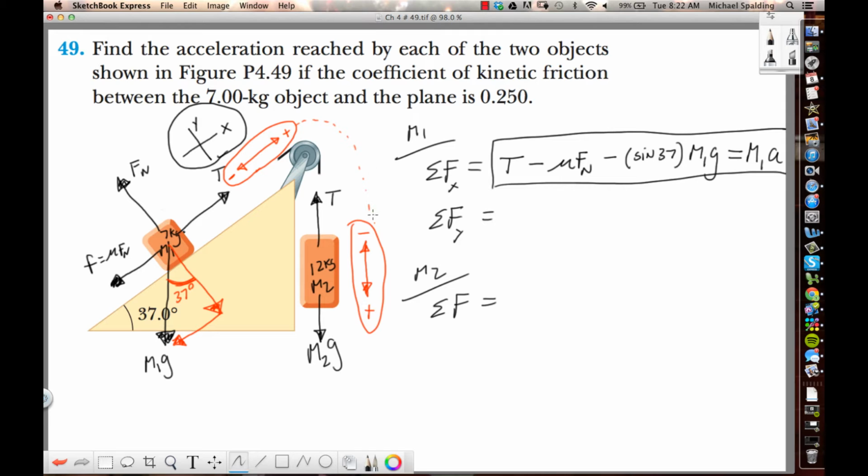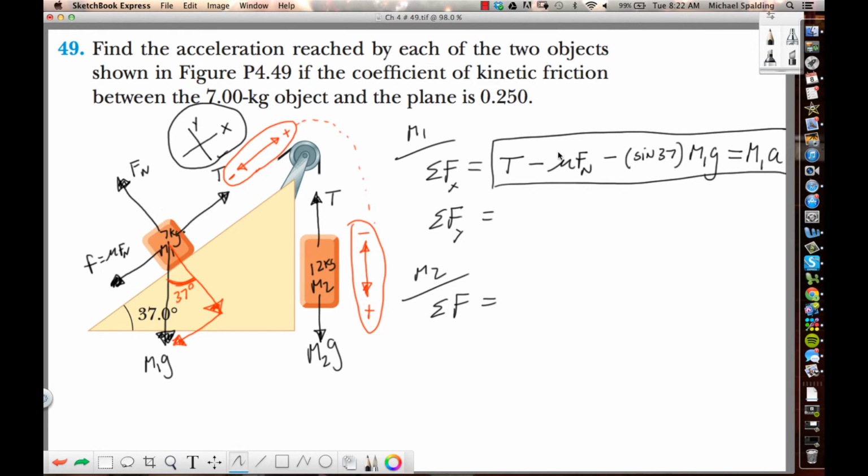Okay, there's 3 forces in the x direction. So for M1, the object on the hill, the incline is the x direction. We have tension, which points positive. We're saying up the hill is positive. We have friction, which points negative. So that's this guy right here.